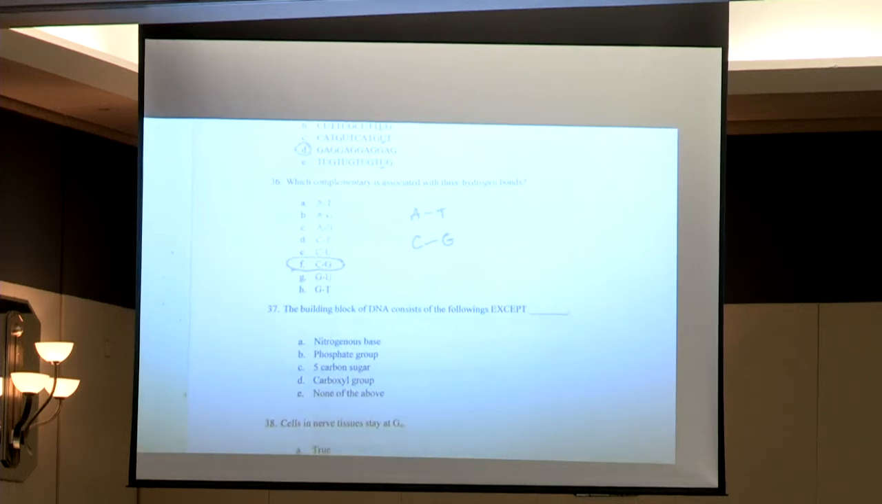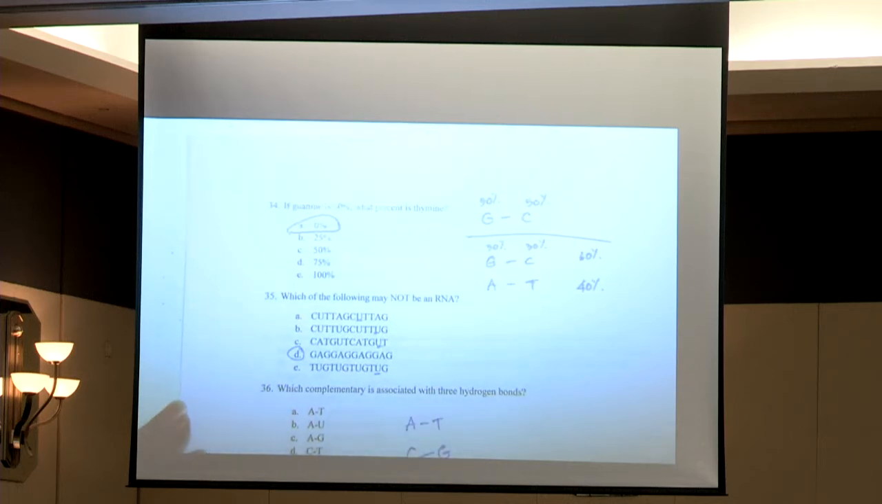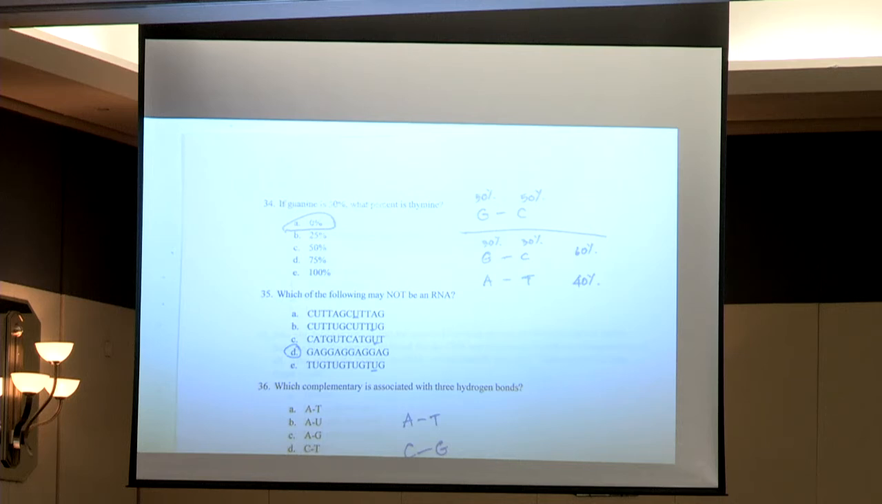Okay, so the building block of DNA consists of which of the following? Right here, okay. Which complementary pair is associated with three hydrogen bonds? Between these two nitrogenous bases, they're going to make hydrogen bonds, between the DNA strands, anti-parallel, right? Between A and T, they will make two hydrogen bonds, and between C and G, they will make three hydrogen bonds, right?